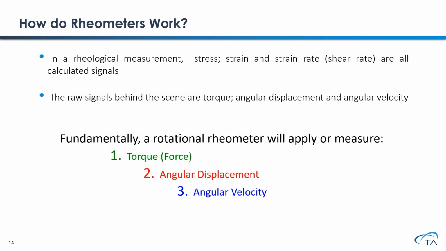However, in a rheological measurement, stress, strain, and shear rate are all calculated signals. The raw signals behind the scenes are torque, angular displacement, and angular velocity. So when you perform a real rotational rheological measurement, your rheometer will either apply a torque, then measure the angular displacement and angular velocity, or the rheometer will apply an angular displacement at a certain rate and then use a transducer to measure the torque.